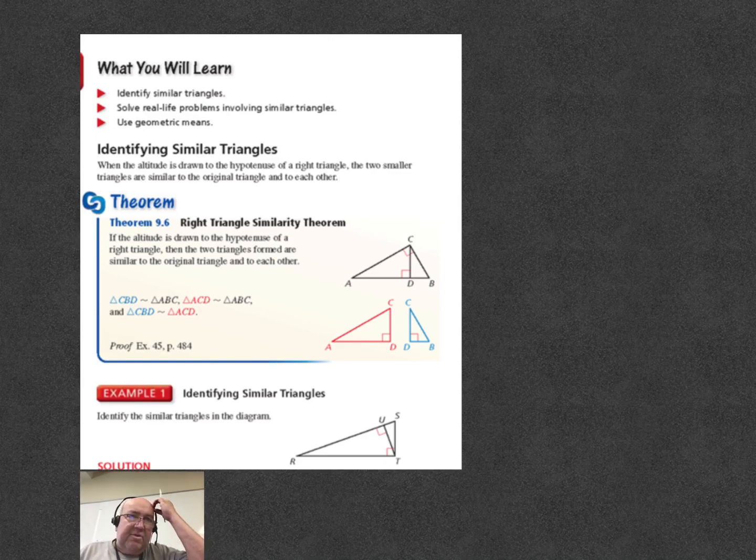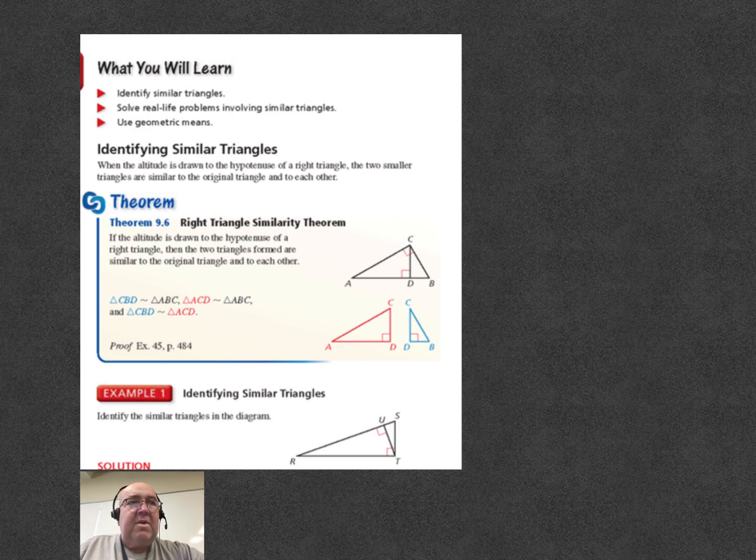Alright, in this unit we're going to be working with similar triangles, specifically with the right triangle similarity theorem, which states that if you draw an altitude from the vertex of a right triangle to the opposite side, and it's perpendicular by definition of an altitude, the triangle will give you three similar triangles. The original triangle will be similar to the two that are created by drawing that altitude.